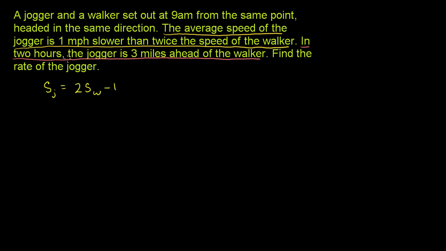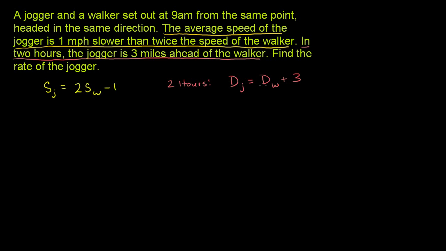And then they say in 2 hours, the jogger is 3 miles ahead of the walker. So if we go 2 hours into the future, the second statement is the jogger is 3 miles ahead of the walker. So the distance of the jogger is 3 miles more than the distance of the walker, equal to the distance of the walker plus 3. This is how far the jogger has traveled: 3 miles more than the walker.